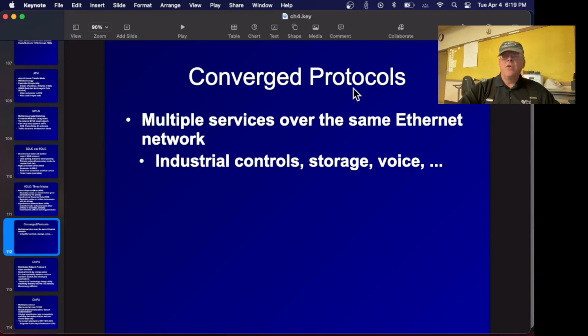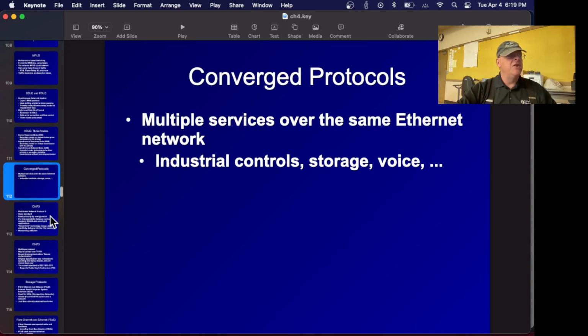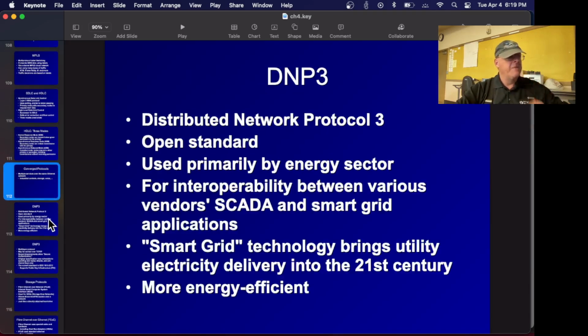And then there are converged protocols, which is what you often do. Remember, your ISP is carrying many kinds of traffic over the same wire, and pretty much everybody is now. Your telephone traffic and your email and everything's going over the same wires, so you have multiple services running over the same network. They call that converged protocols.